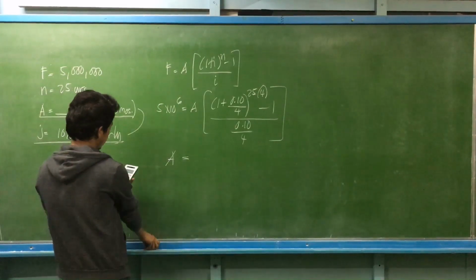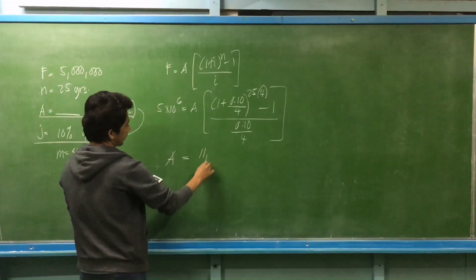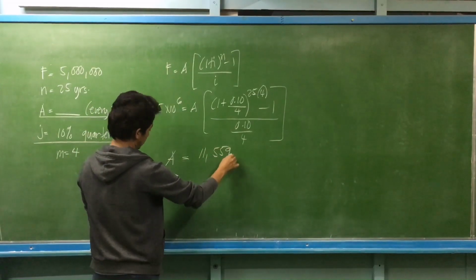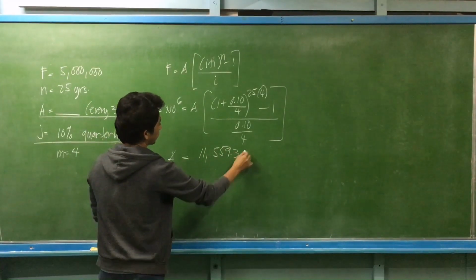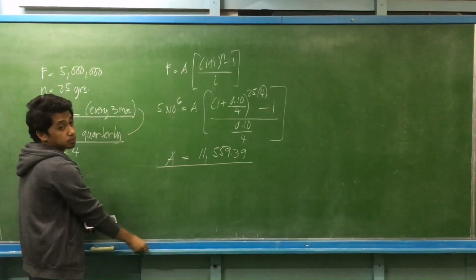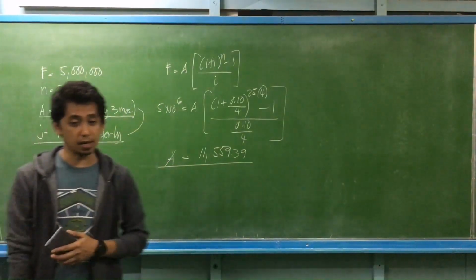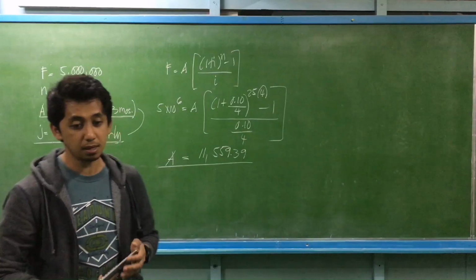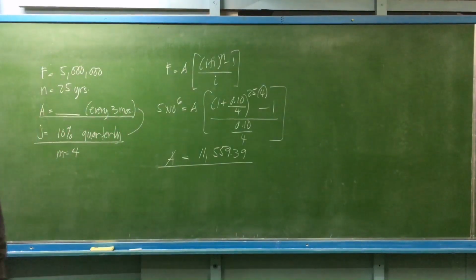So that will be equal to, you need to pay 11,559.39 every 3 months. So our answer there is letter B. Okay, next example.